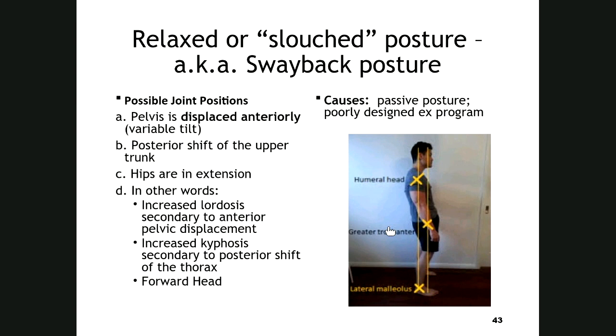Okay, there's also increased kyphosis, a posterior shift of the thorax, like I mentioned before, and it could be accompanied by a forward head. So there's a lot going on in this faulty posture. So causes can be due to passive posture or a poorly designed exercise program. So somebody that's doing exercises continuously for X amount of years and they're just having very bad form, this can happen to them.